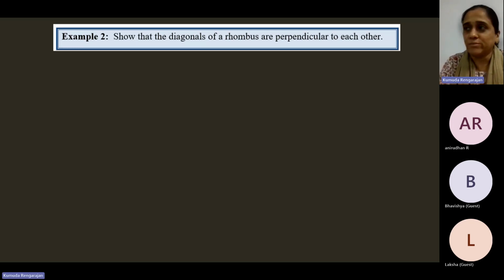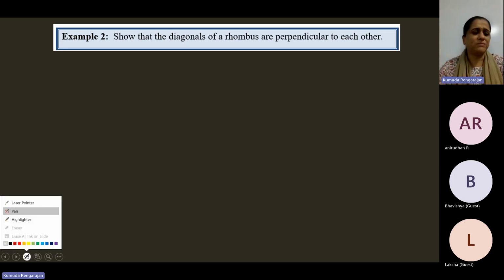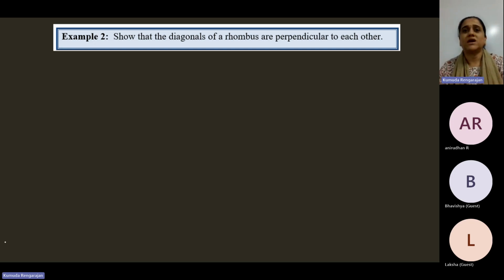Show that the diagonals of a rhombus are perpendicular to each other. We know that there's a property of a rhombus: the diagonals are perpendicular to each other. That's what you have to prove. So leave that. Other than that, the remaining properties of a rhombus you can use to prove. Remaining properties meaning the definition, like what is a rhombus? A parallelogram in which all the sides are equal. Other than what you have to prove, you can use the other properties of a rhombus here.